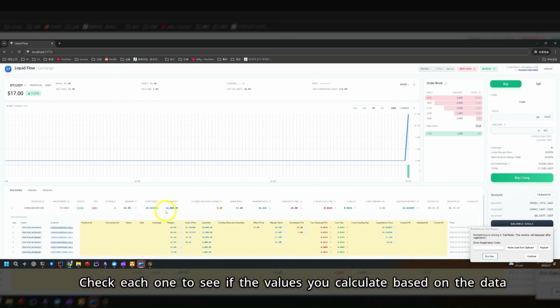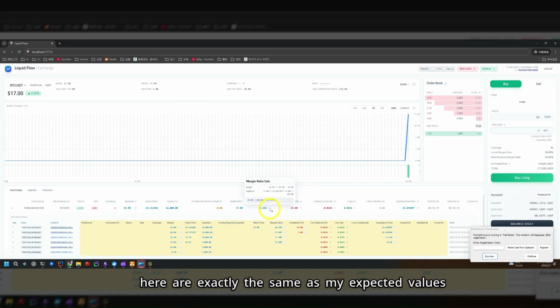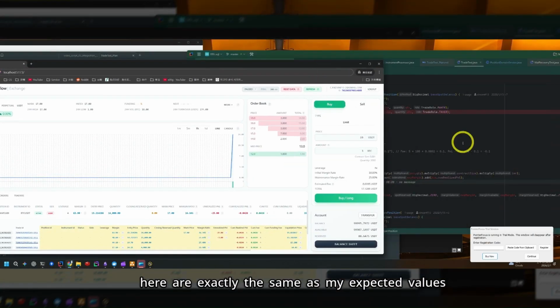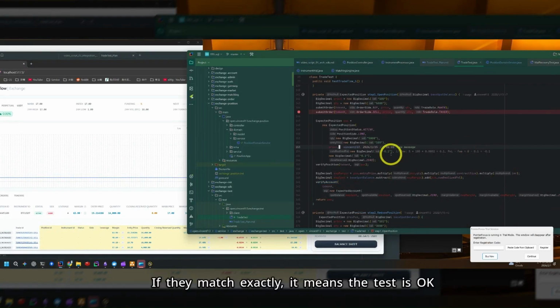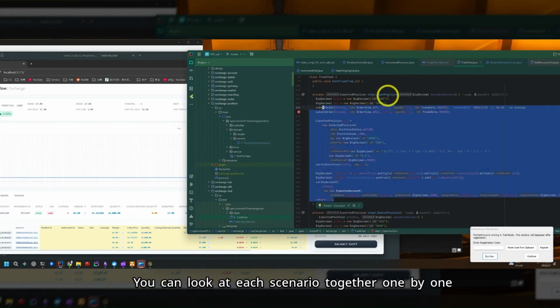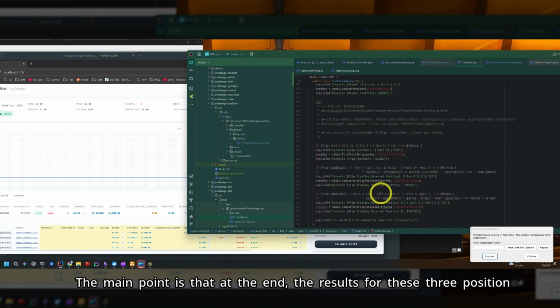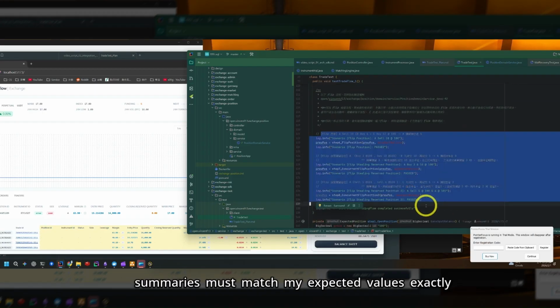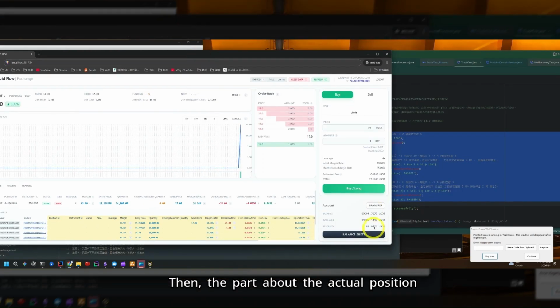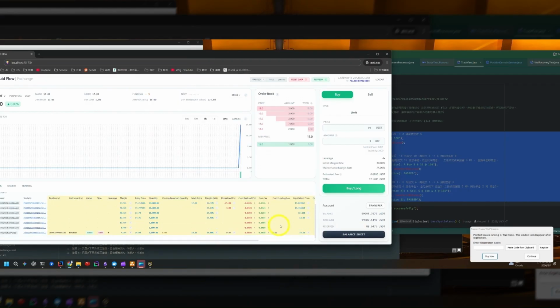Check each one to see if the values you calculate based on the data here are exactly the same as my expected values. If they match exactly, it means the test is okay. You can look at each scenario together one by one. The main point is that at the end, the results for these three position summaries must match my expected values exactly. These can each be verified individually. Then the part about the actual position.